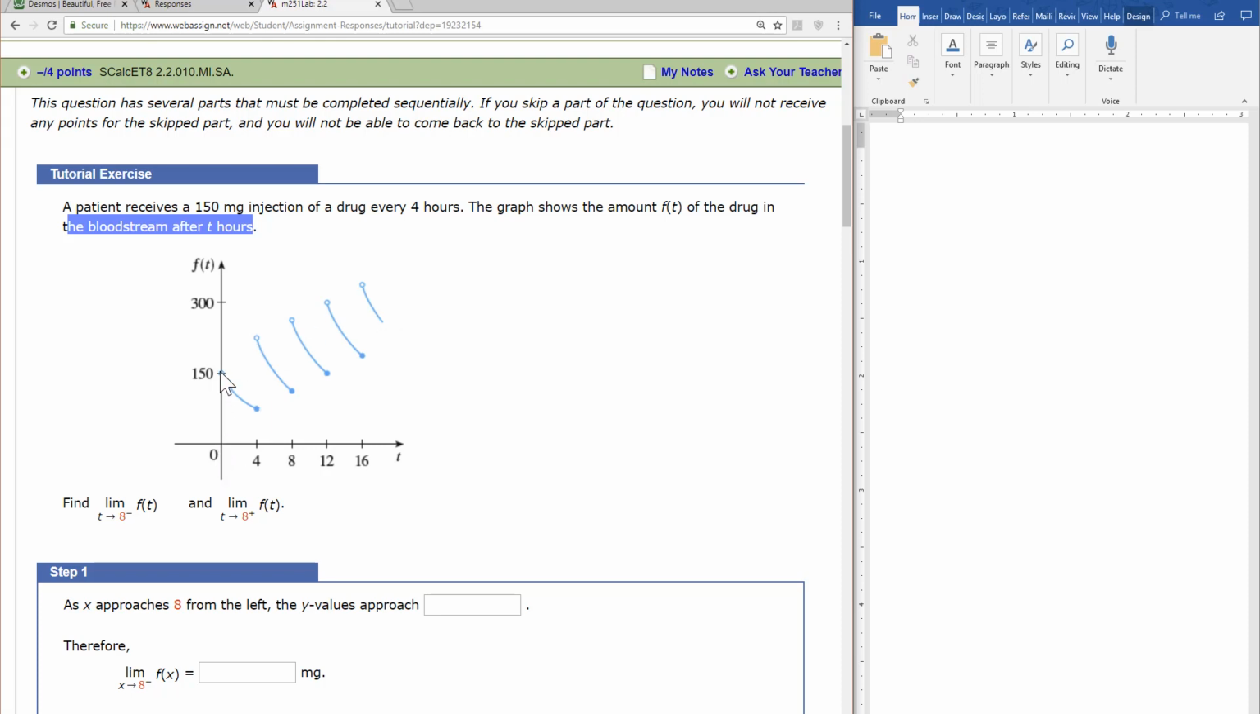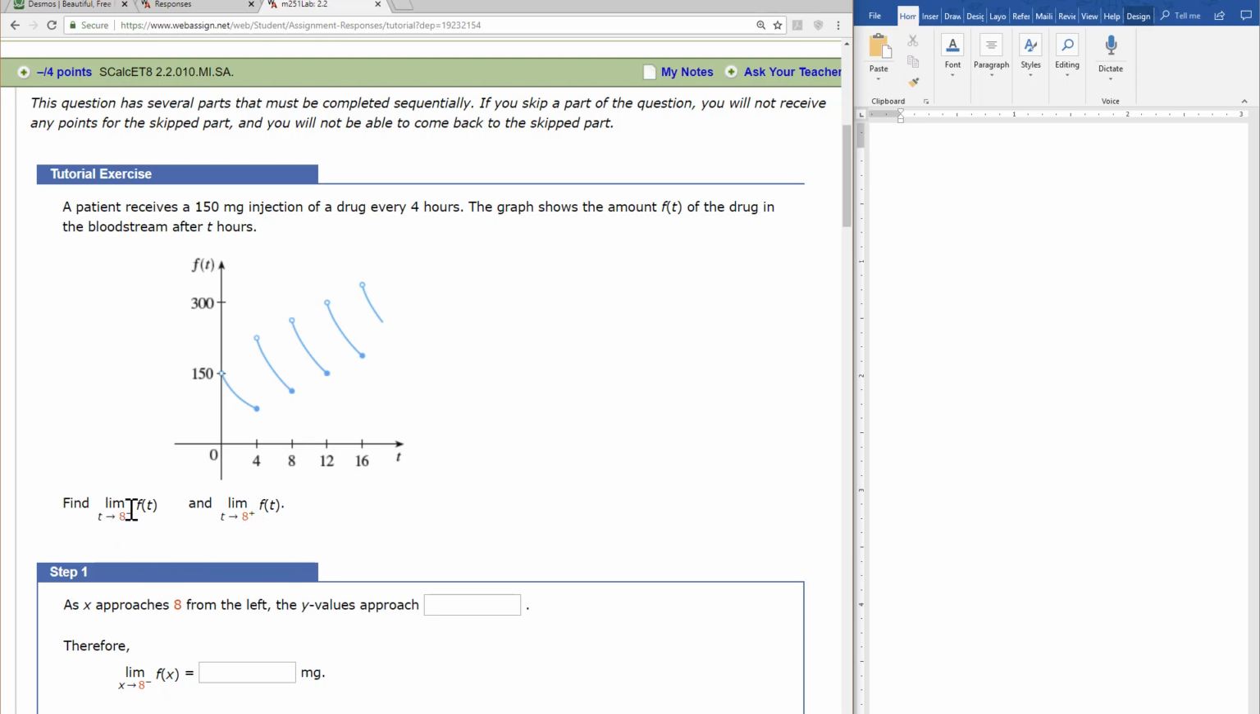So in the beginning, 150 milligrams was injected, and then over time the body gets rid of the drug somehow, and then at 4 hours you inject another 150 milligrams, so it jumps up and then starts going down again, and it does this step-by-step function kind of thing.